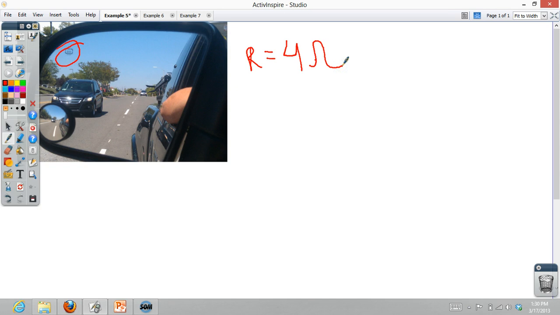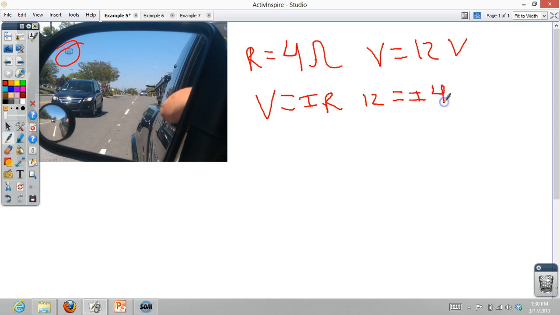And they said that the lighter can draw about 12 volts. So we'll go ahead and put 12 volts on here. And they want to know how much current runs through it. We're going to go back and use Ohm's law again. We know that V is equal to I times R. So we'll plug everything in. 12 volts is equal to our current times the resistance, which is 4. And divide both sides by 4. We'll see that our current is equal to 3 amps.